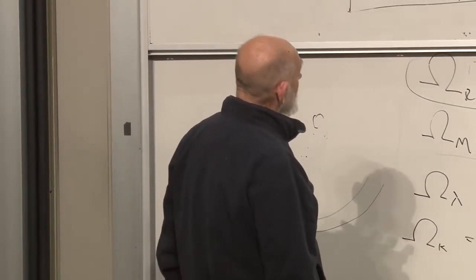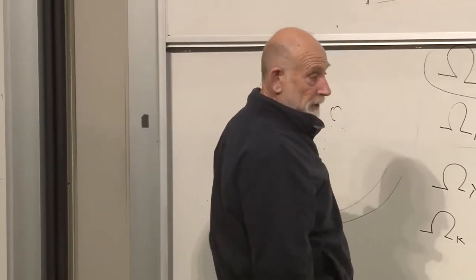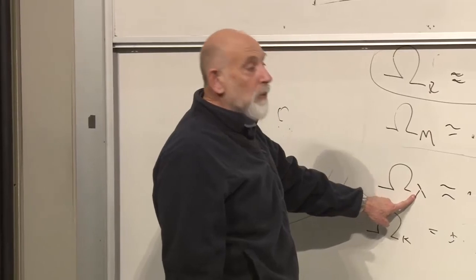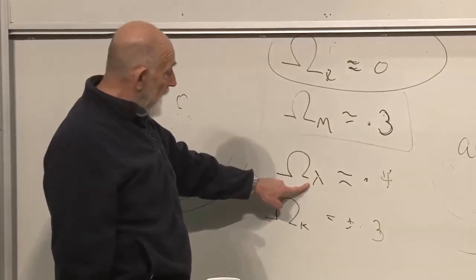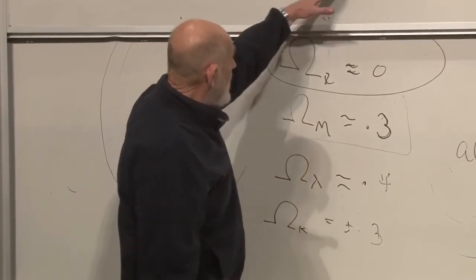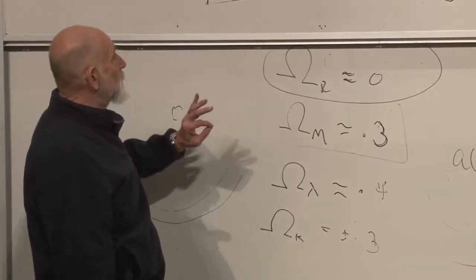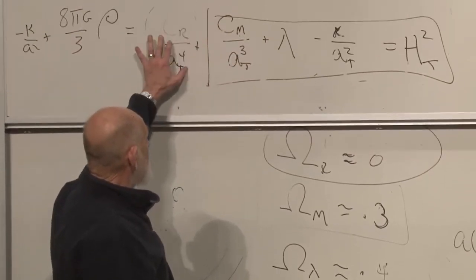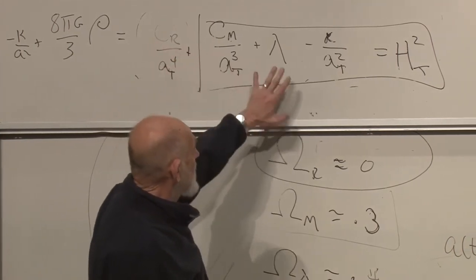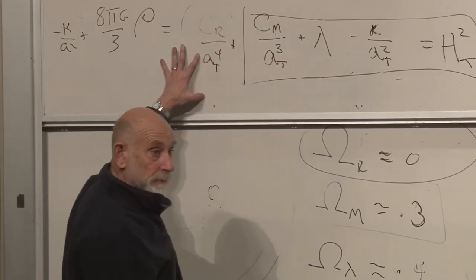When a gets large, what is going to be biggest here? Lambda is going to be biggest, right? So long in the future, omega lambda will be 1, and everything else will be small. Omega curvature will be less small than omega matter, which will be less small than omega radiation. But long in the future, it'll be dominated by lambda. Long in the past, it was dominated by radiation.